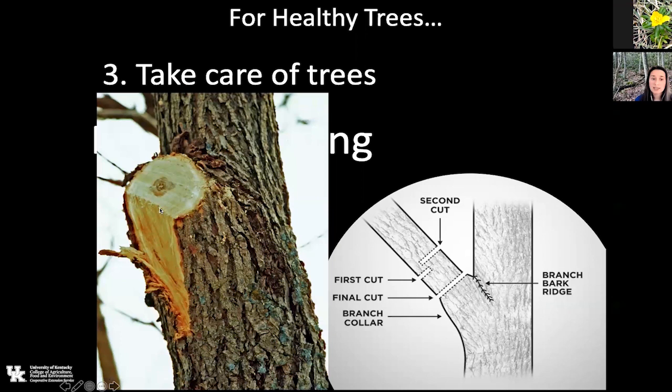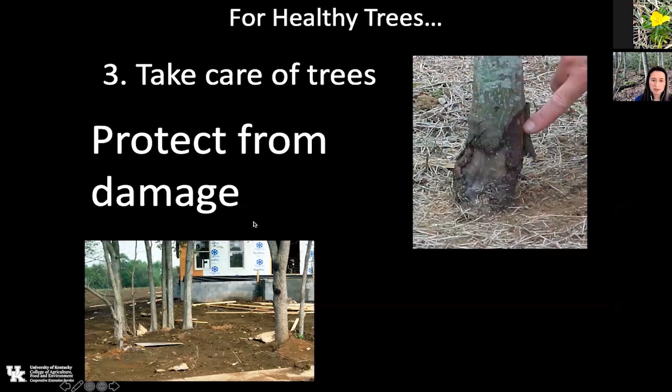You want to minimize that damage. You want to help that tree moving forward. Similarly, if you have construction or mower damage or something like that, you want to protect those trees from any damage. The trees might be there, but their roots are probably really impacted and things are really compacted there.